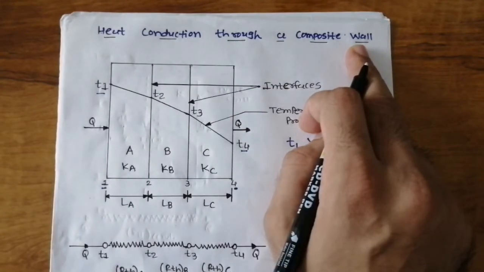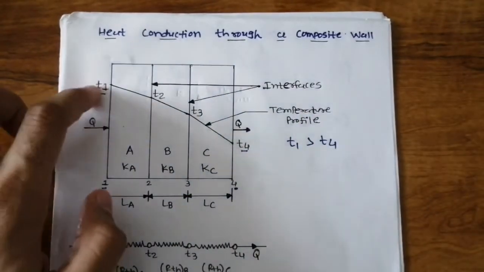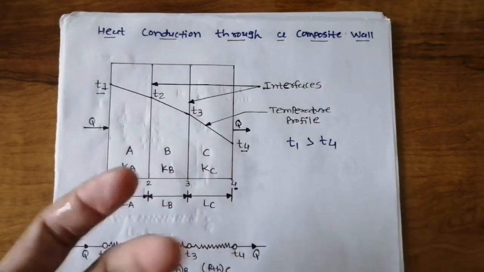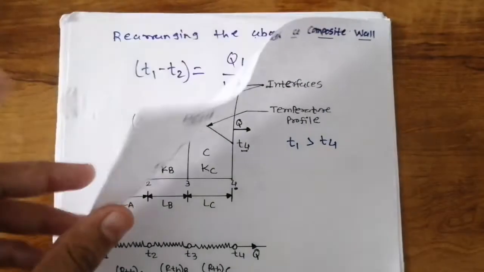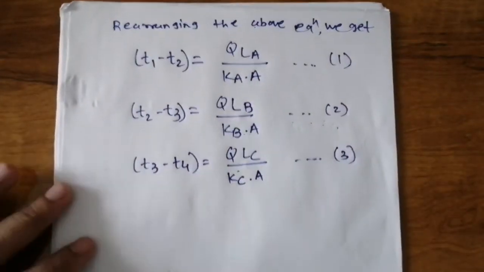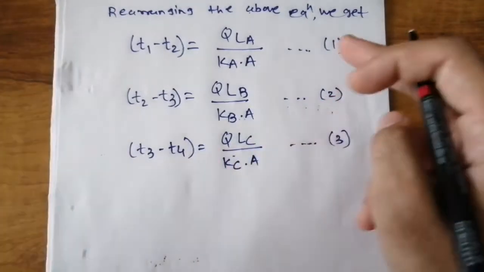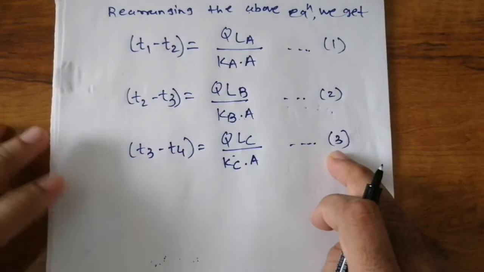We have considered the layers individually, but we require the total rate of heat transfer through the composite wall. It means heat transfer from T1 to T4 will be considered. So how will it be considered? We add all three equations: 1 plus 2 plus 3.